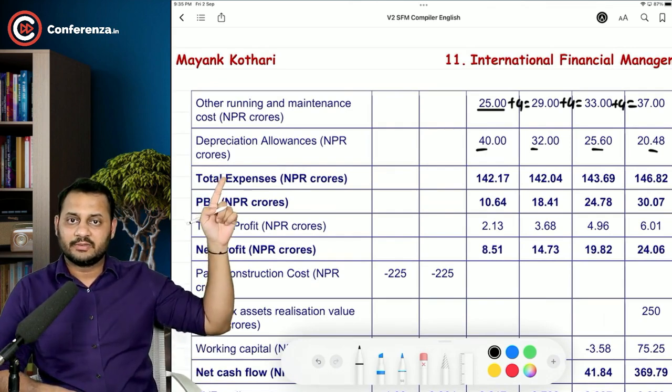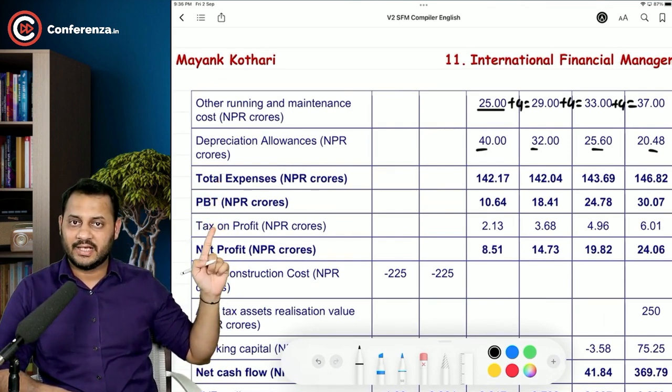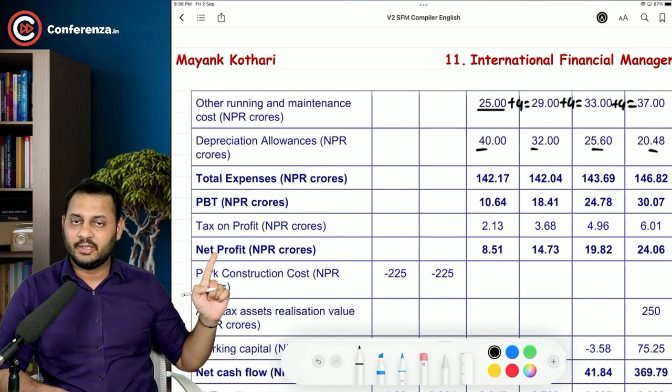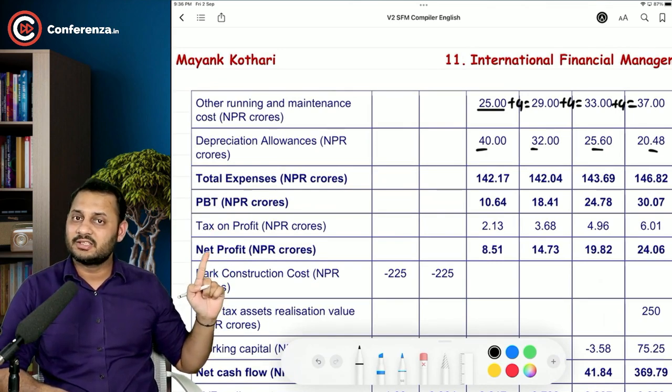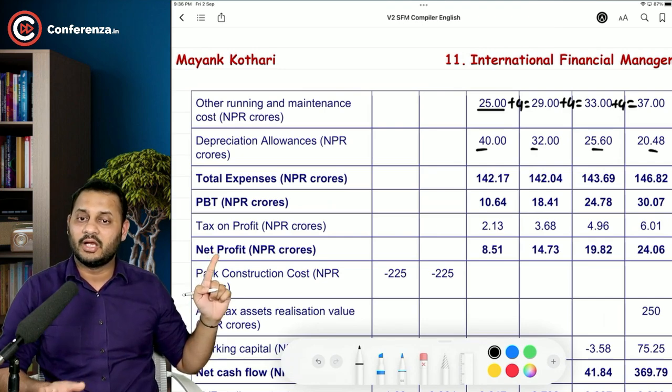Cool. Next thing is the depreciation that we have calculated at written down value method. This will be total expenses, profit, net profit, tax on the profit. Then this is the net profit. Please understand, this is just a profit. This is not a cash flow. We will have to add back the depreciation if we want to calculate it.